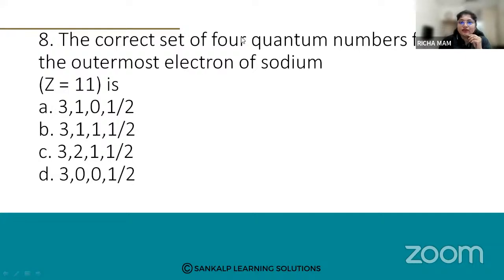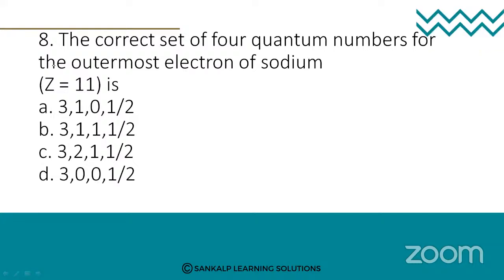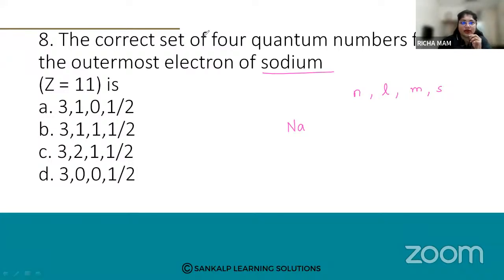The correct set of four quantum numbers for the outermost electron of sodium is? Now we have to find the four quantum numbers: principal quantum number, azimuthal quantum number, magnetic quantum number, and spin quantum number. Sodium is represented by Na, and the atomic number is 11.